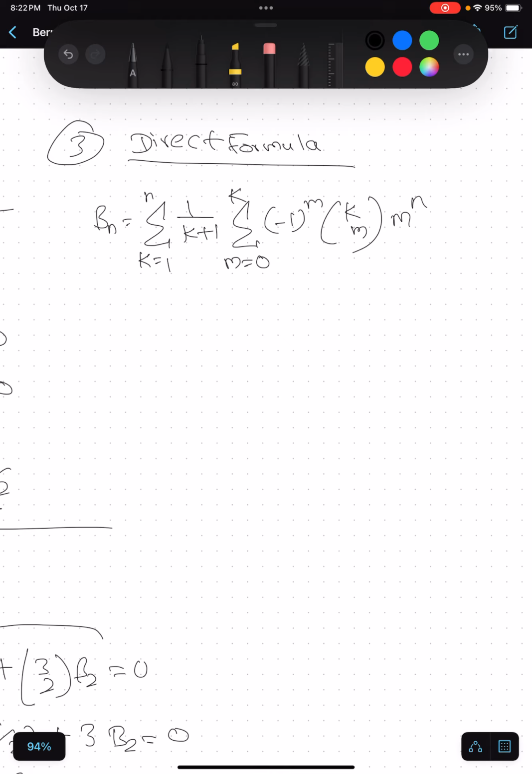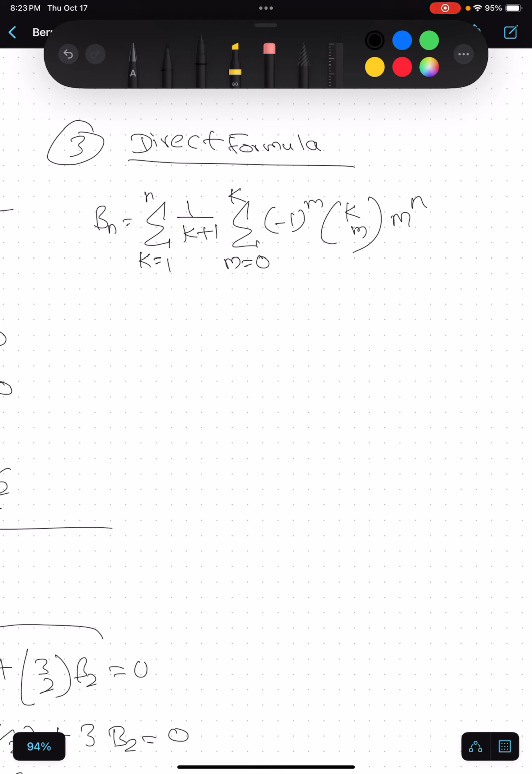Okay, so sum from k equals 1 to n, 1 by k plus 1, and then sum from m equals 0 to k, minus 1 to the power m, right? Yeah, there it is. Because there will be alternating signs, so that's what this covers. And then there will be a binomial k choose m, and then we'll have to raise m to the power of the initial number. And okay, yeah, that looks good.